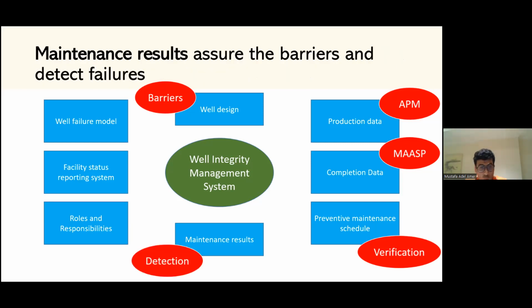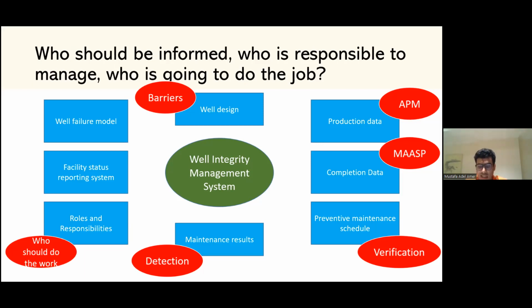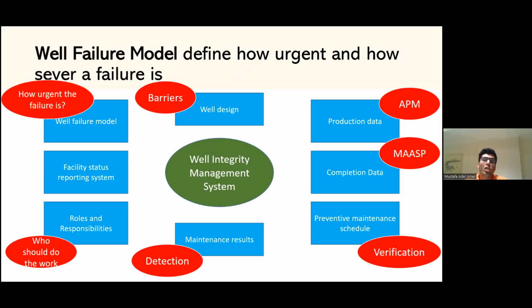Maintenance results, when you investigate them, you get to detect what's right and what's wrong. You get to detect what failures you have, how you deal with them, and how you should prioritize them. Roles and responsibilities are included in the system as well, to know who should do what and when, and to split the responsibility between the different technical departments and disciplines so the work is coordinated and runs smoothly. The failure model defines the urgency of the failure. It defines which failure is very urgent to fix because it has high risk, and which ones you can live with or give more time to fix.